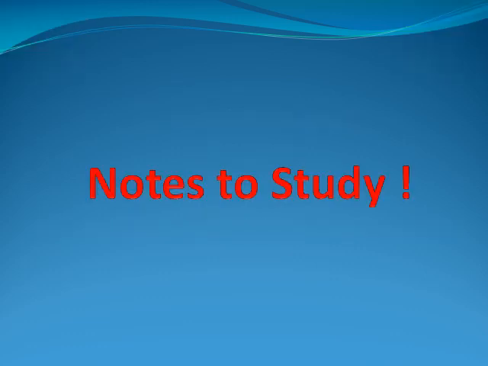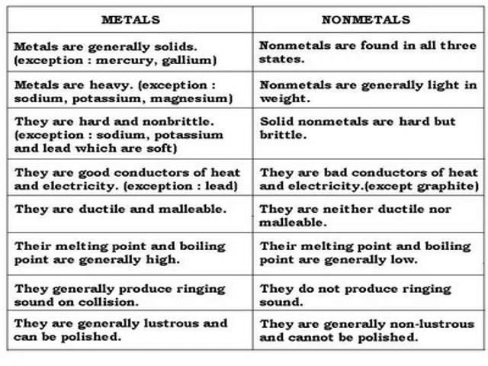Let's start with some notes you have to study related to metals and nonmetals and related to atoms. So first you have to know that metals are generally solids, except for some of them. Mainly we're going to talk about mercury, which is liquid at room temperature, while the nonmetals are found in three states. Either they are solids, liquids, or gases.